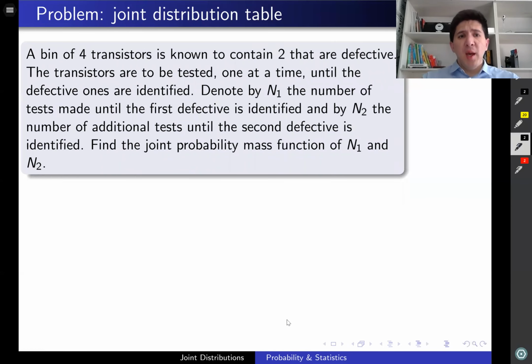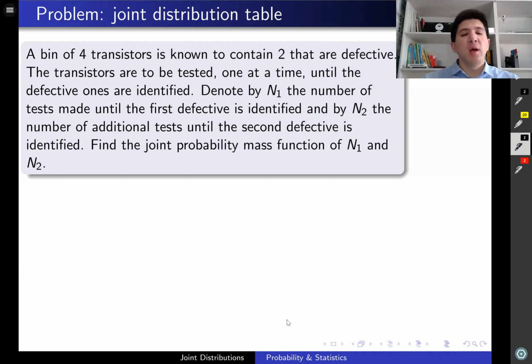In the first problem, a bin of 4 transistors is known to contain 2 that are defective. So there are 4 transistors in a bin. We're going to choose one by one, and we know that there are 2 defective ones. Let's say N1 is the number of trials we need in order to choose the first defective transistor, and N2 is the number of additional trials after we found the first defective one in order to find the second one.